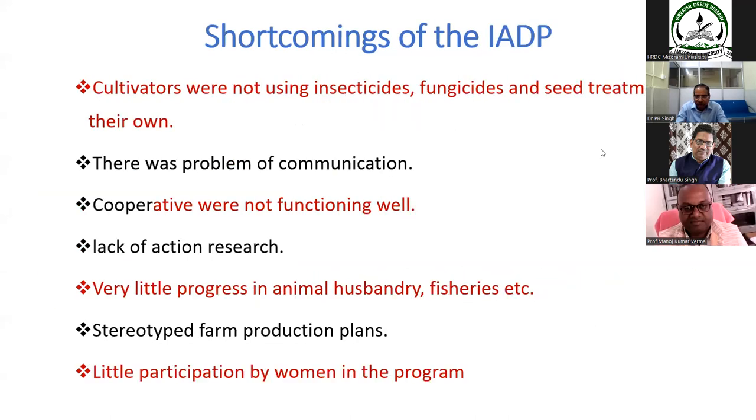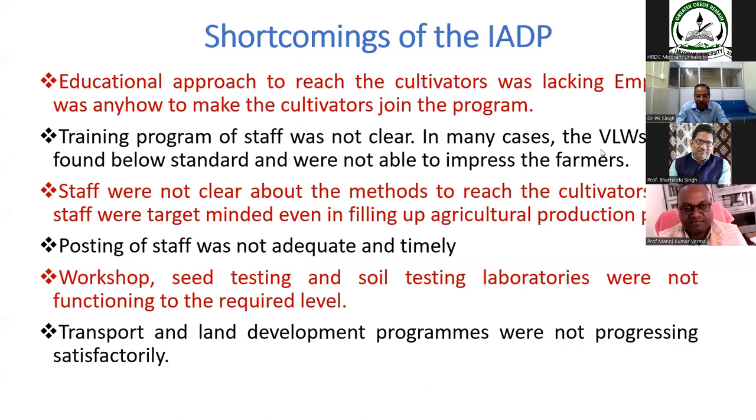Then IADP, and its shortcomings, because the Integrated Agriculture Development Program is a widely used program. The government invested crores of rupees in it, but this program is not achieving its objectives. There were other weaknesses, because the staff were not clear about the method to reach the cultivator. Some problems are there, so we discuss them because that is a critical analysis. The training programs of staff were not clear.